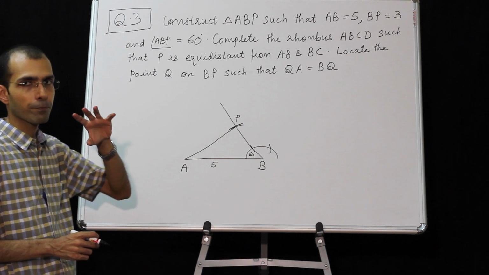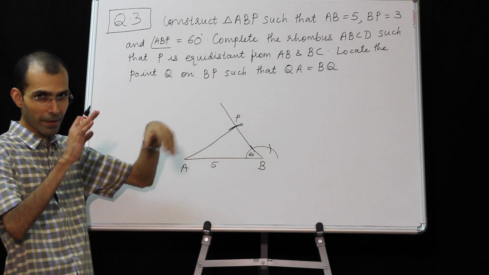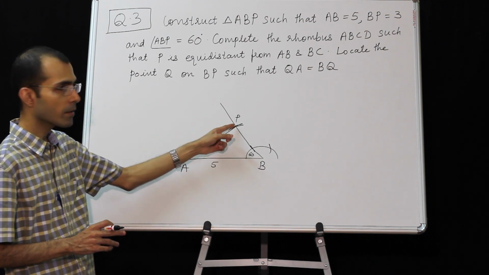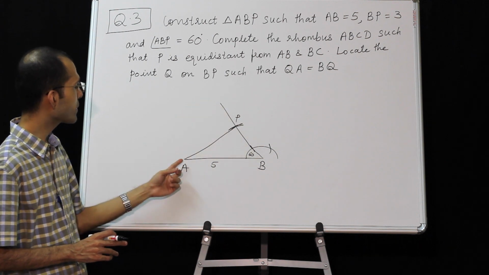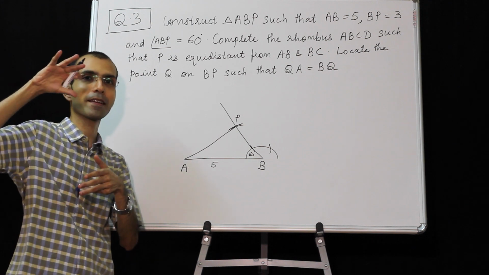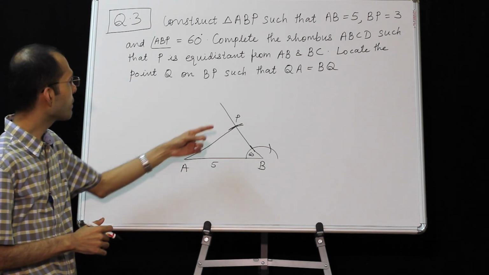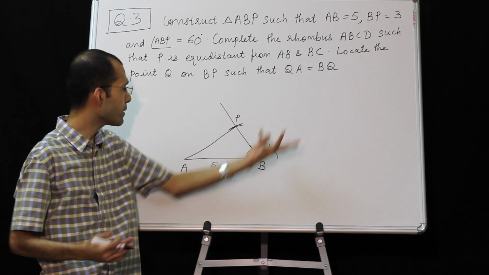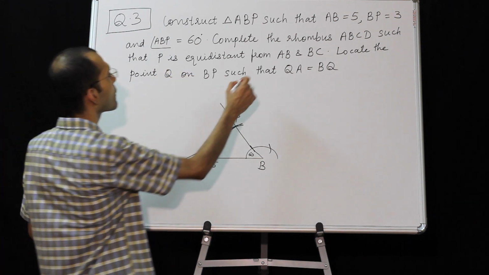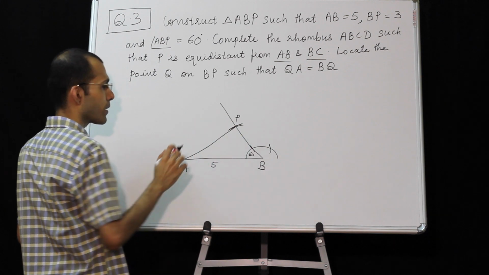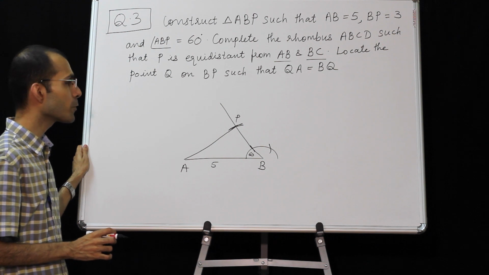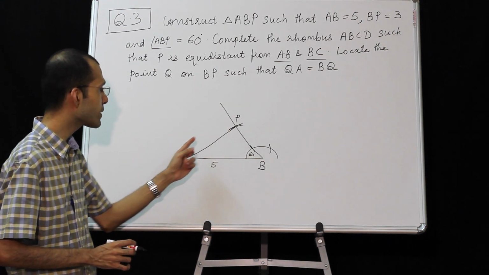Now this is an interesting sum. Complete the rhombus ABCD such that P is equidistant. Now P is already located. P is equidistant from AB and BC. Reverse thinking. Try to visualize. Where is BC? Now in a rhombus, what happens? All 4 sides are equal. Here it is told to you that this point P is equidistant from AB and BC.